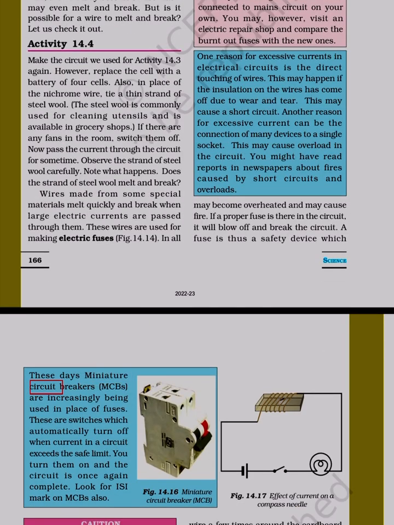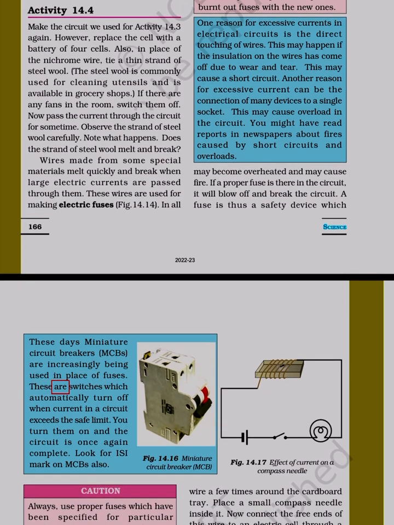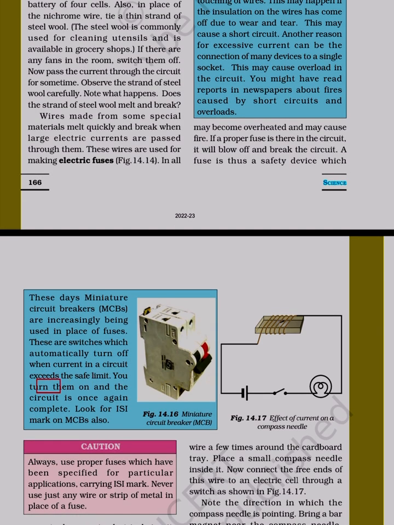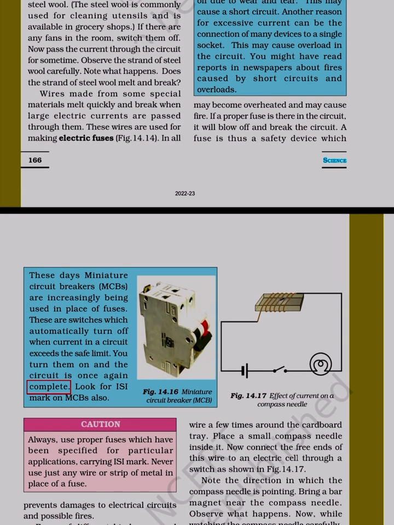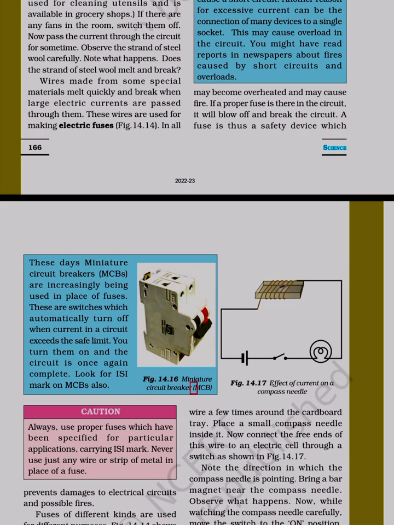These days miniature circuit breakers, MCBs, are increasingly being used in place of fuses. These are switches which automatically turn off when current in a circuit exceeds the safe limit. You turn them on and the circuit is once again complete. Look for the ISI mark on MCBs also. Figure 14.16: Miniature circuit breaker, MCB.